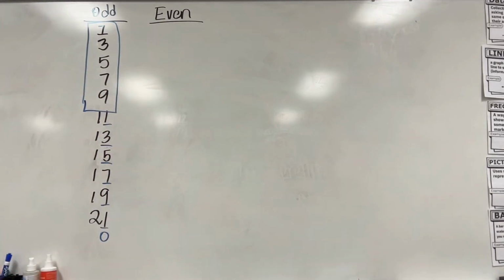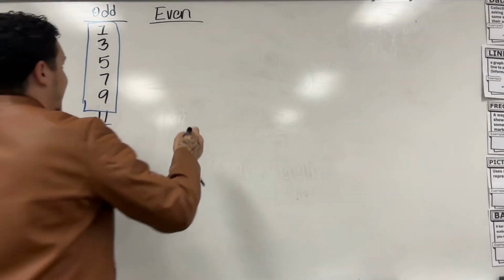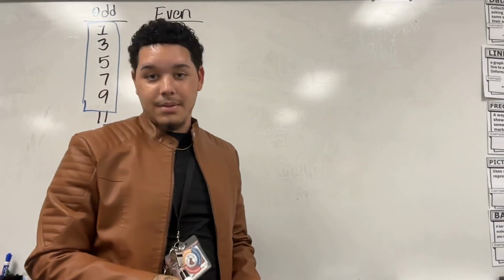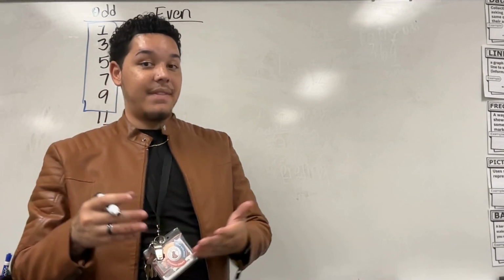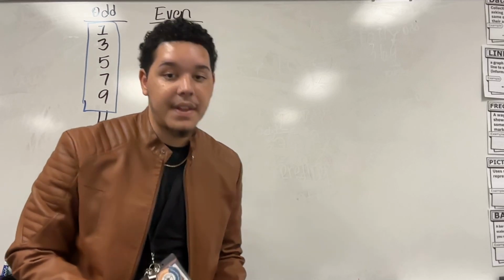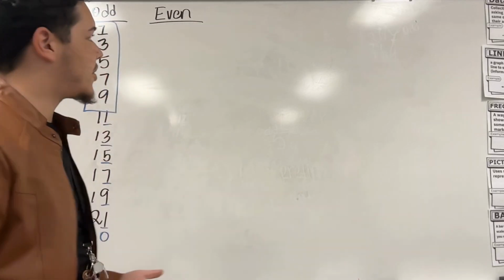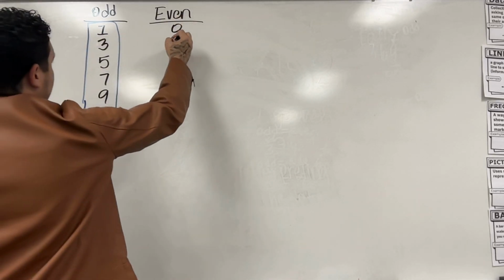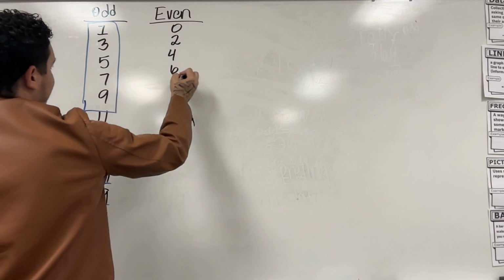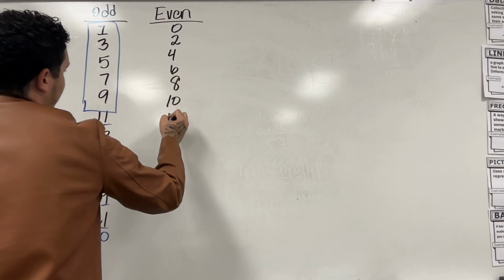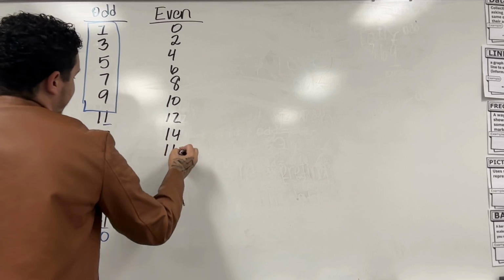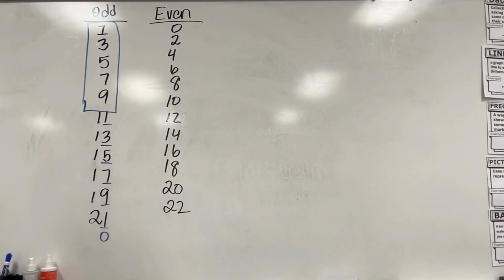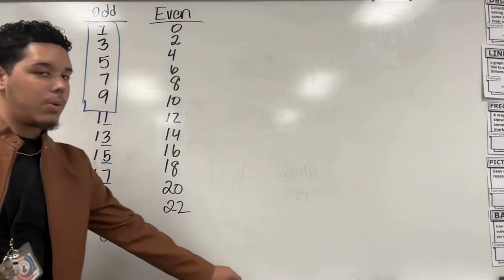So if I take a look at the even numbers here, I can see that I'm going to start before 1. Any number that ends in 0 is considered even. 0 is an even number. Even though some people may say 0 is nothing, 0 is actually an even number. So you're going to start with 0, skip 1, you go down to 2, 4, 6, 8, 10, 12, 14, 16, 18, 20, 22.